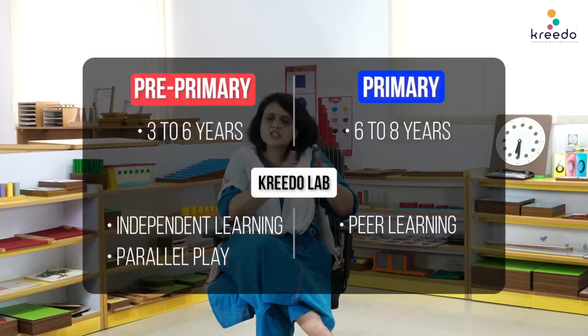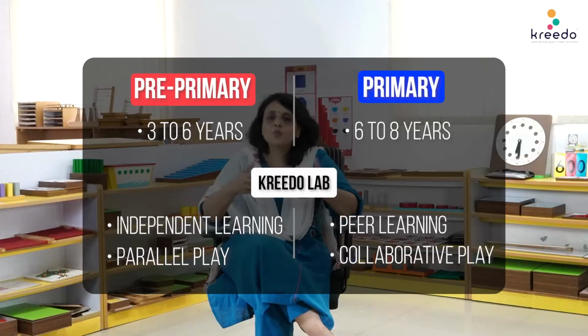In the early years, there's a lot of parallel play happening. I'll play with my material, you play with your material, but we won't touch each other's material. That's how children are between the age of 3 to 6. But as they go into the 6 to 8, they want to play with each other, they want to share things together, and that's really how the gaming approach has changed for us in the lab itself.